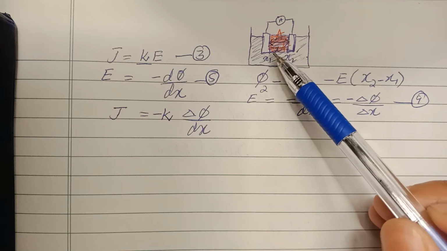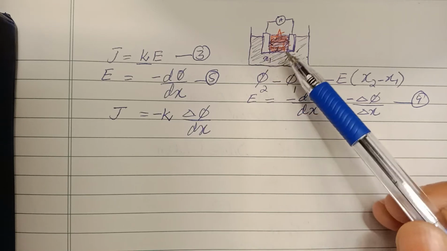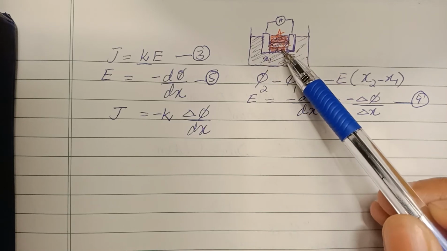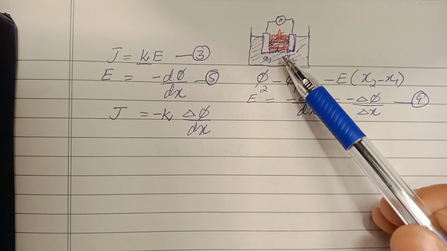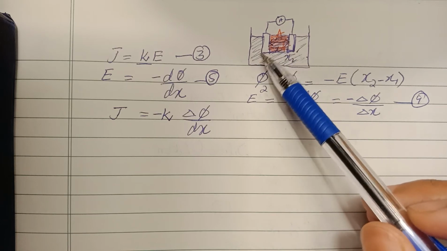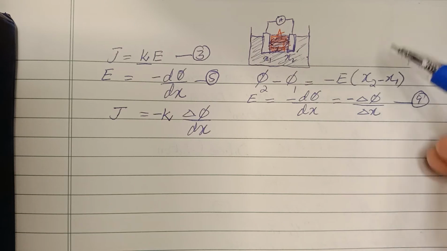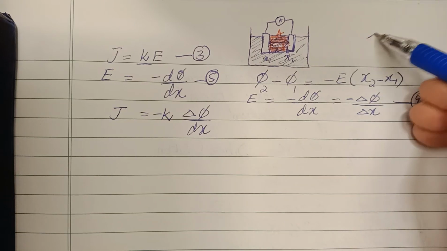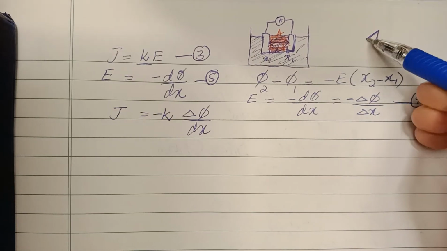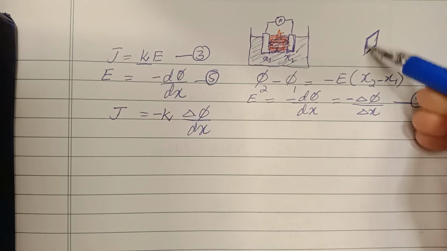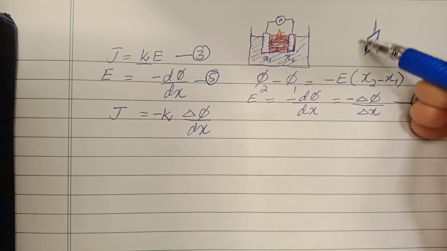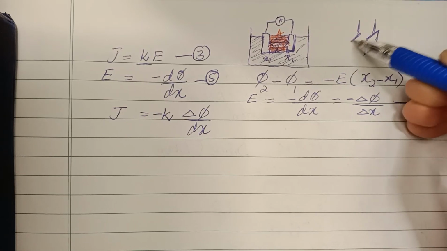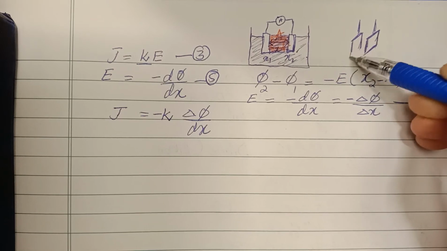Now consider a current carrying conductive solution that has a homogeneous composition and a constant cross-sectional area. For clear visualization, let's draw the plates of the electrodes. So this is the first plate and the second one.